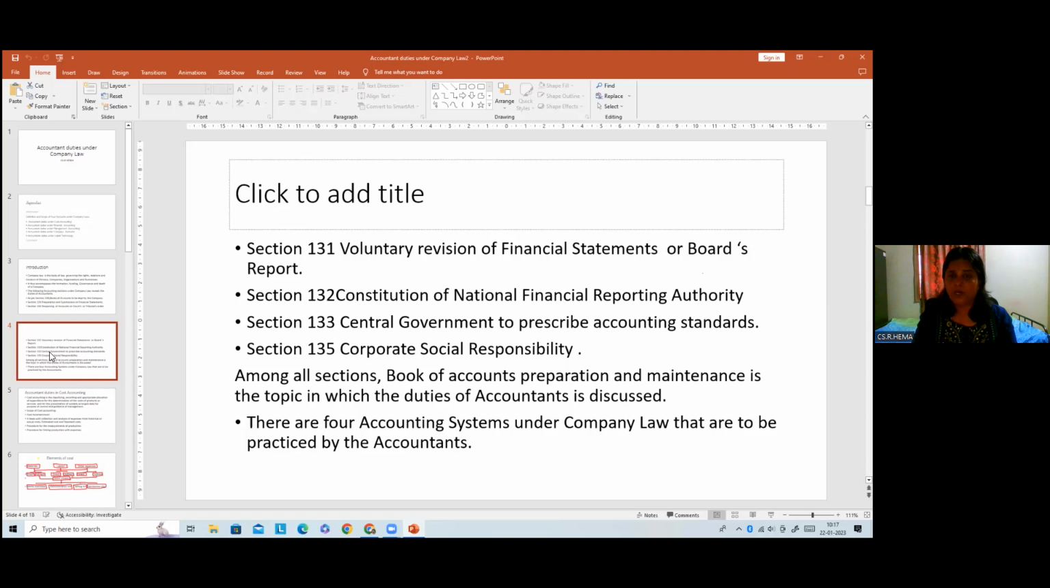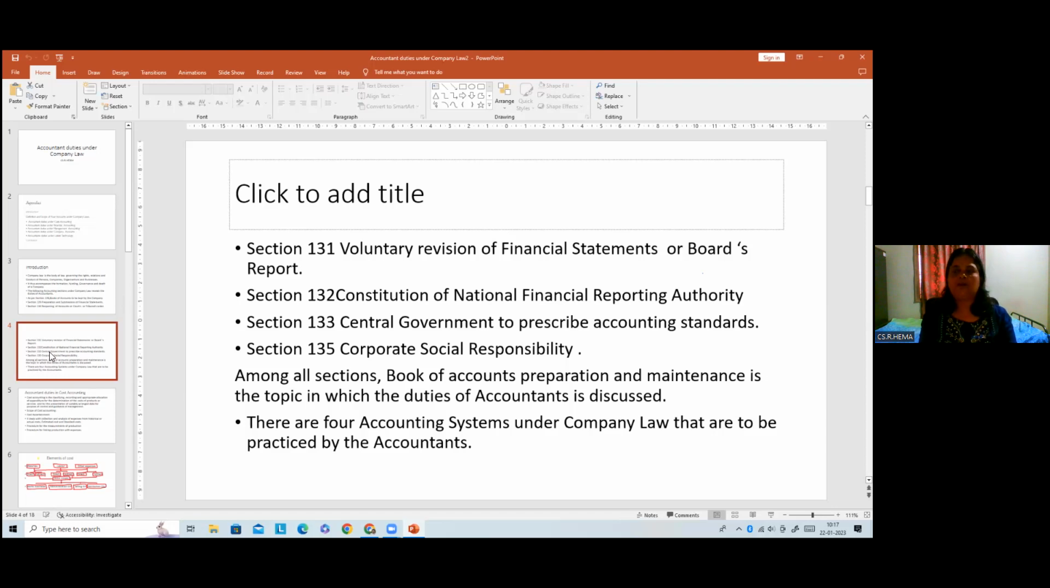Section 131, voluntary revision of financial statements or board's report. Board's report contains more information. Financial statement contains only the balance sheet and profit and loss account statement. So that is the difference between financial statement and board's report. Board's report contains all the information. Financial statement contains only the balance sheet and profit and loss account.